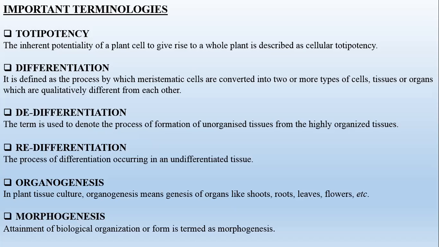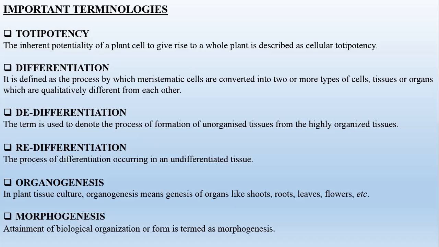All these plant cells and tissues have cells which have the ability to grow into a full plant, that is totipotency. And because of this totipotency only, plant tissue culture emerged. If there is no totipotency, there is no tissue culture. So this inherent potentiality of the plant cell to rise into a whole plant is totipotency.